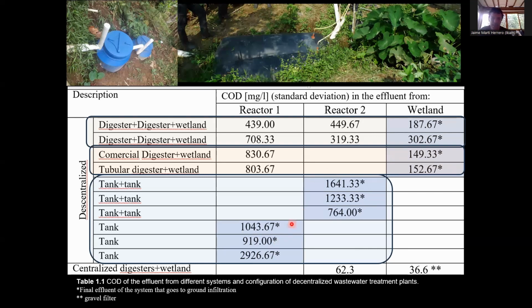But look, these high numbers that we are having in the first tank, for example, or in cases in the second, this is only black water. So this is why they are very high numbers, because it is only effluent from the toilet. It's not the sink or the shower. So this is the influent, more or less.